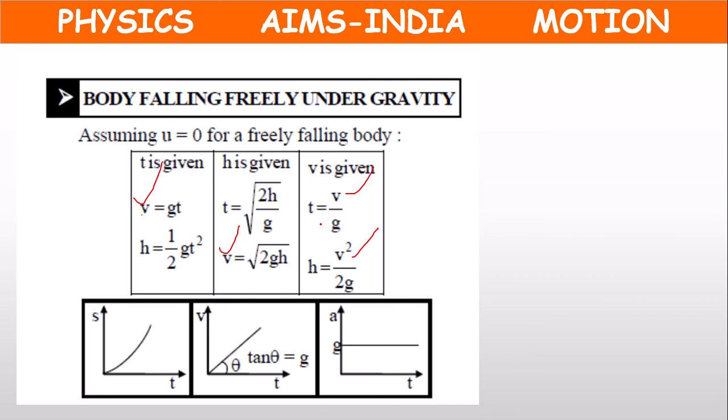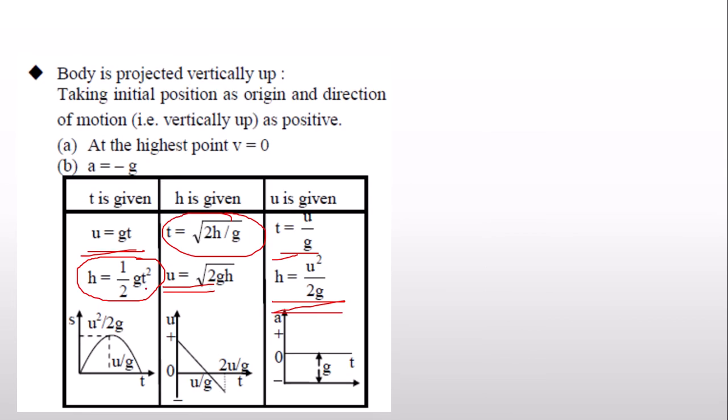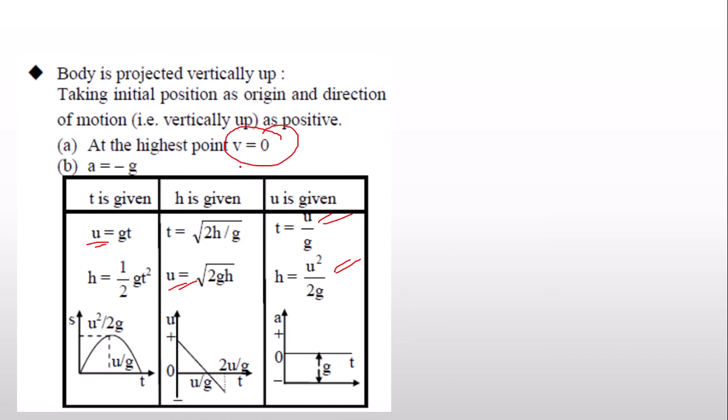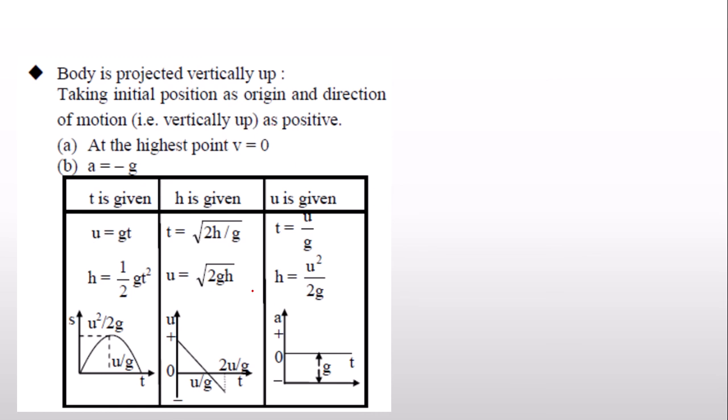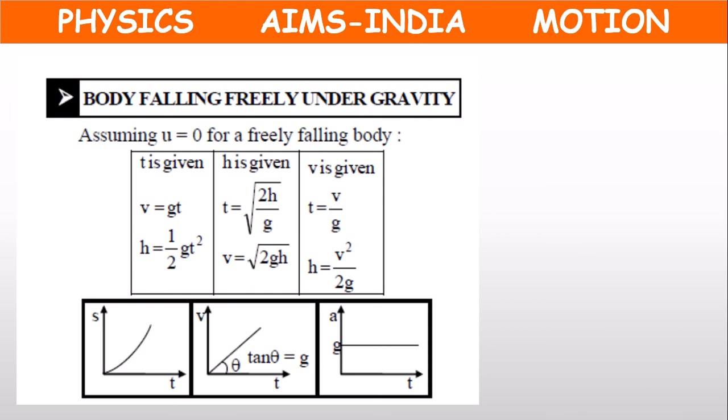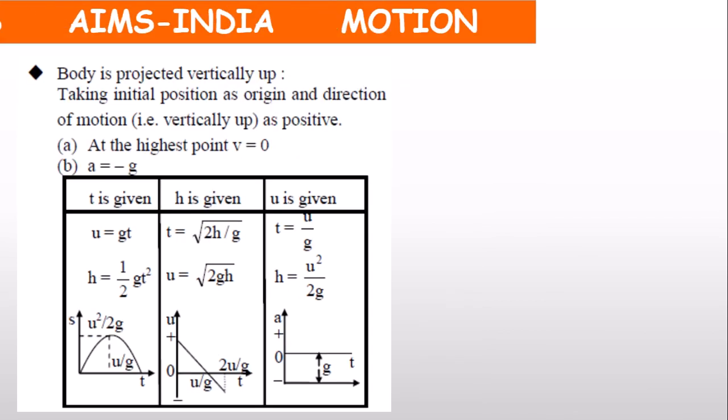what will we get? We will get u. We will get u here, u here, u here, u here. So all the equations are the same, except here as v is 0, the final velocity is 0. In the place of final velocity, we will be getting initial velocity. There will be no change compared to all the 6 equations. So the same equations of motion only, children, we can apply for freely falling bodies and vertically projected bodies.